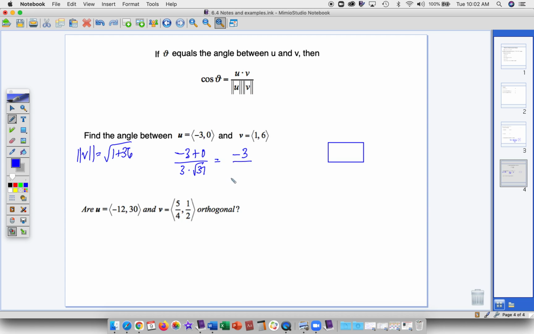So I have negative 3 over 3 root 37. Now, as soon as I see this is negative, I know that the angle between my two vectors is going to be what kind of angle? Hopefully you said obtuse, right? Because if the cosine of theta is equal to a negative, theta is going to lie in quadrant 2. So it's between 90 and 180. So take the cosine inverse. Remember, this is what cosine theta equals. Take the cosine inverse of this value, and you should have ended up with 99.46.